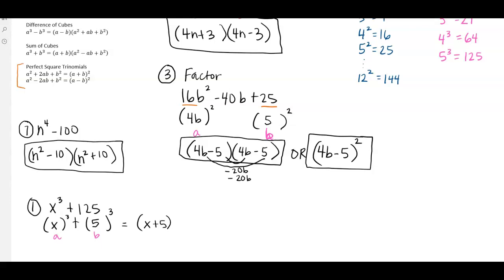And then in my second parenthesis, right, down here, we're going to take the a term and square it, so that's going to be x squared. Then we'll take the a and b term and multiply them together, right? But then we need to change it to the opposite. So we're doing 5 times x is 5x, but then we need to make it a negative 5x. And then the last term saying take the b and square it. So 5 squared is 25.